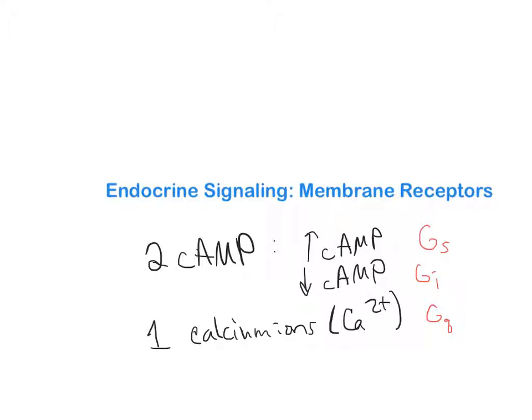So let's get into the actual pathways themselves. I'm not going to go into a huge amount of detail. I'm just going to cover things at the level that I want you guys to be familiar with. The first pathway I'm going to go over is the pathway where you get increased cyclic AMP levels in the target cell.